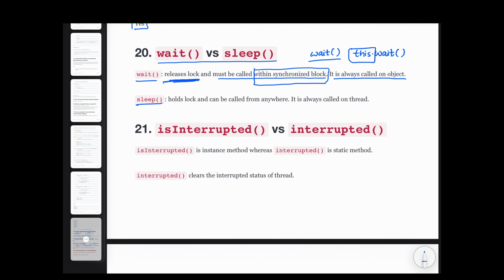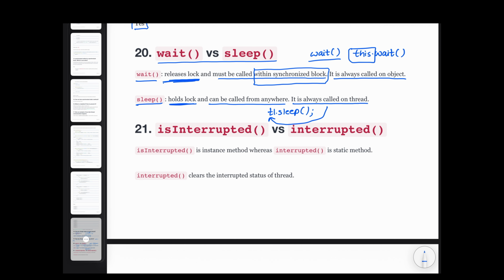Sleep, on the other hand, holds the lock and can be called from anywhere. It is not a restriction that it has to be called from a synchronized block. You can just write thread1.sleep anywhere, even in the main method. So it is always called on a thread, just like here I gave an example, t1.sleep.